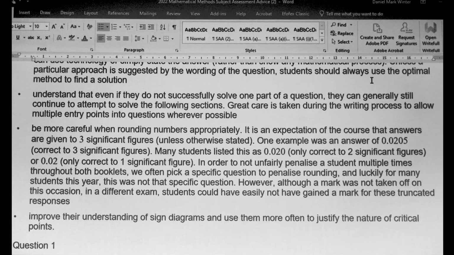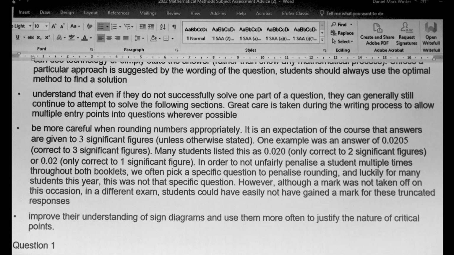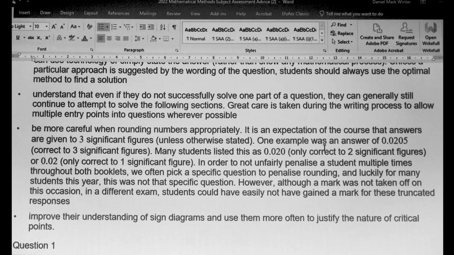3 significant figures, which doesn't mean 3 decimal places. I have to train my year 12s all the time about that. 3 sig figs, or as listed in the question, please.